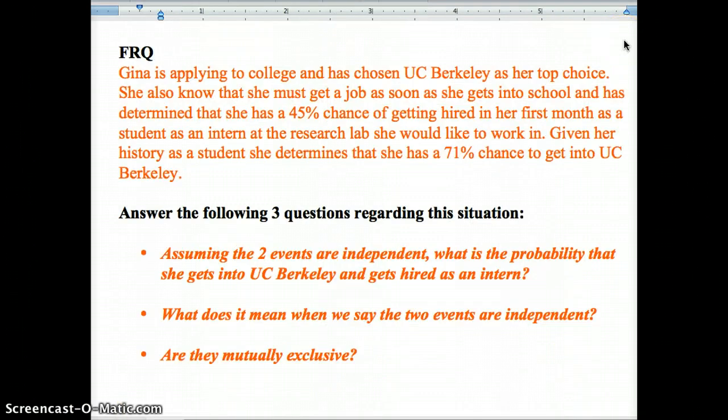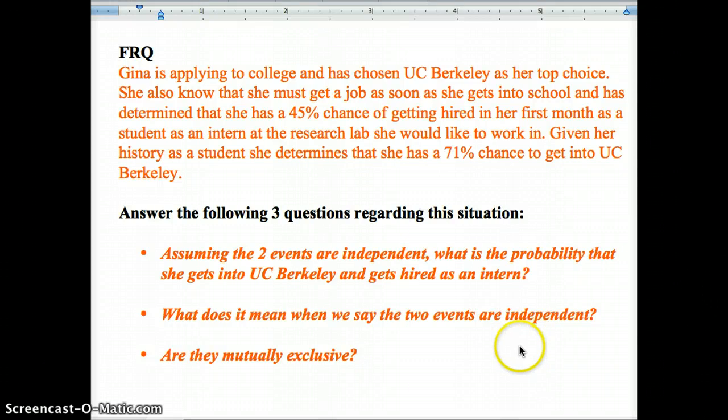Okay, we're going to go over your free response question here, and then you're going to have one more little bit of the video to watch that's very important as well on conditional probabilities. So here we have a student applying to UC Berkeley as her top choice, and she also knows she needs to get a job as an intern at this place. Given her history as a student, she has a 71% chance to get into UC Berkeley, and a 45% chance of getting this job in her first month. So assuming the two events are independent, what's the probability that she gets into UC Berkeley and gets hired?